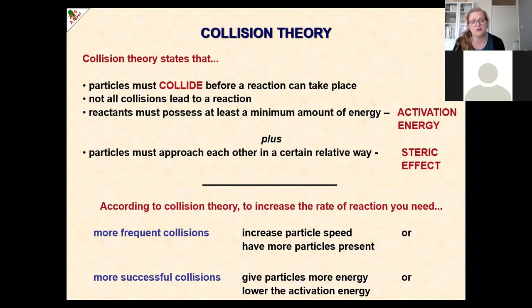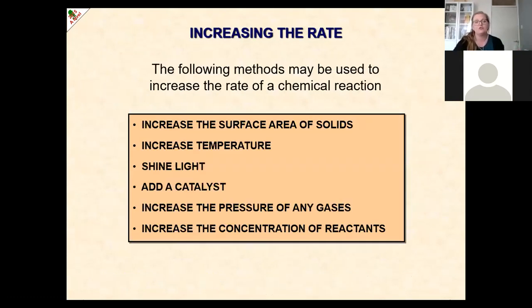We also need more successful collisions, because it's great having all these collisions, but if they're not leading to reaction, that isn't helpful. So to have more successful collisions, what we need to do is either give particles more energy, or lower the activation energy. So that is two different ways we can get that. So, increasing the rate of collisions.